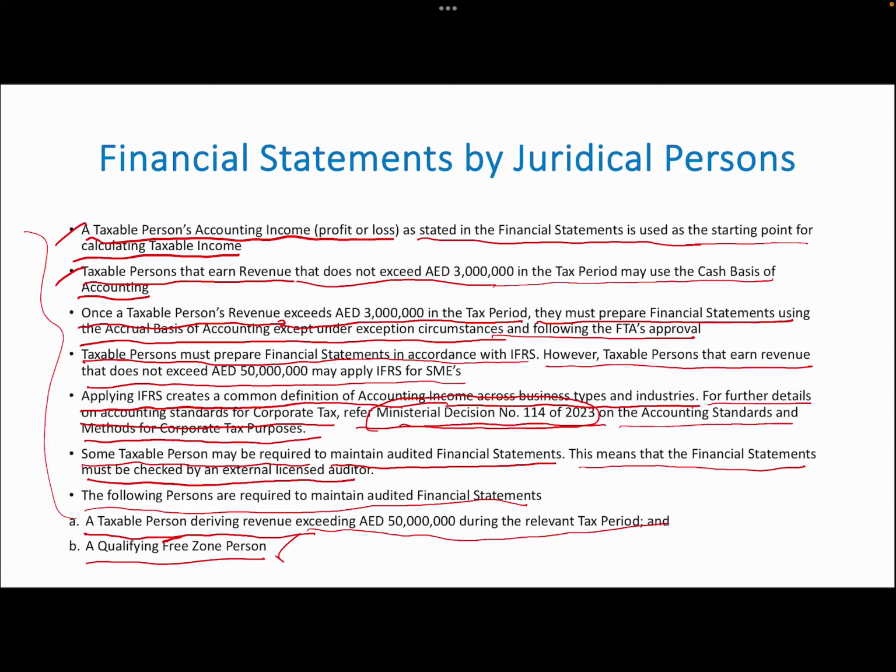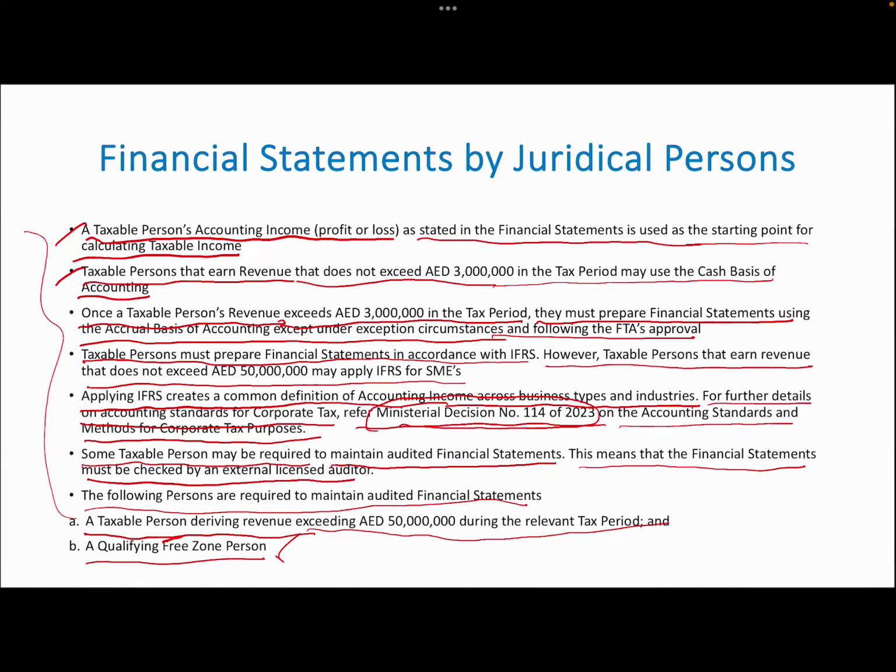What is the 50 million rule? Any company whose revenue exceeds 50 million needs to maintain audited financial statements and also follow full IFRS. Any company whose revenue does not exceed 50 million is not required to have audited financial statements, but they need to follow the IFRS for SMEs.